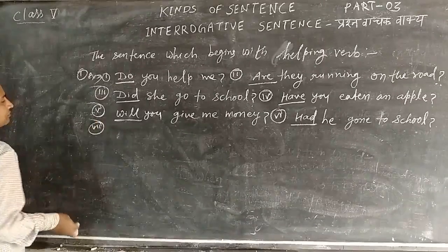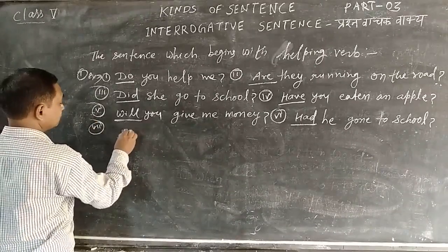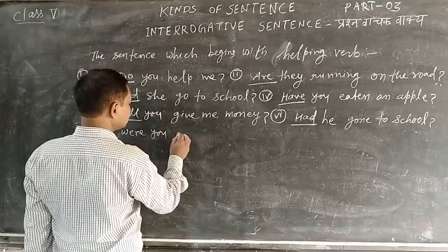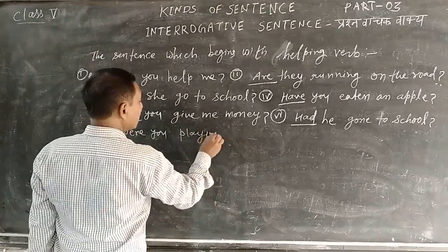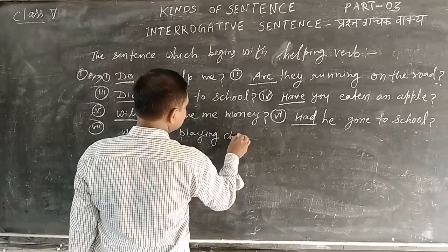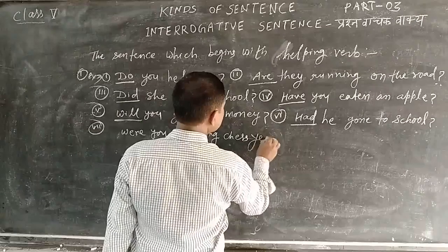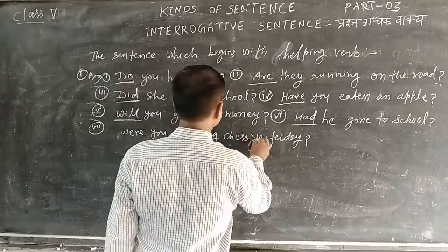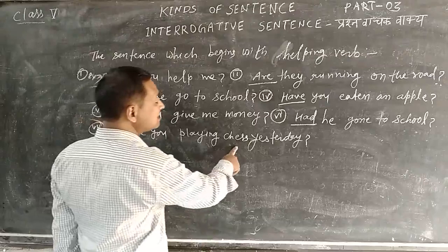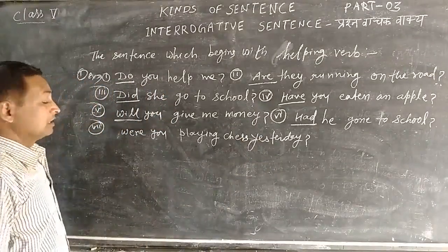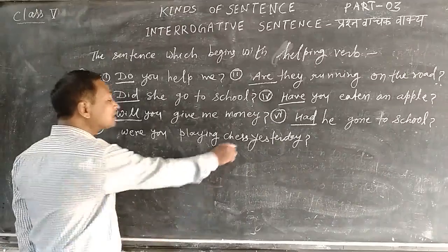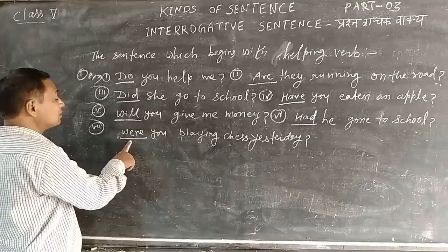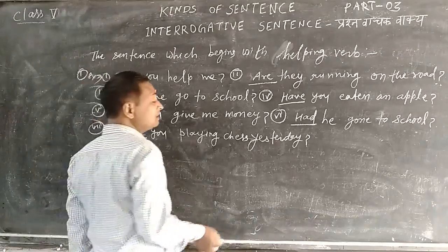In the seventh example, were you playing chess yesterday? Were you playing chess yesterday? This sentence also begins with helping verb were and ends with a question mark.